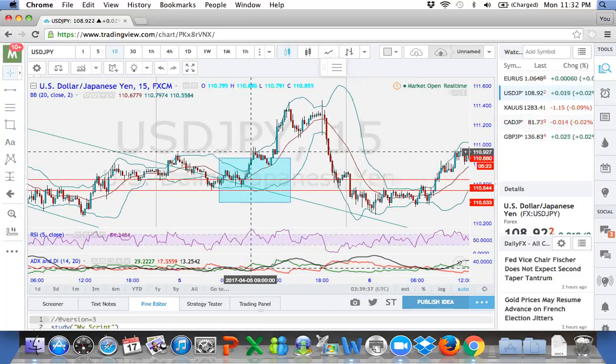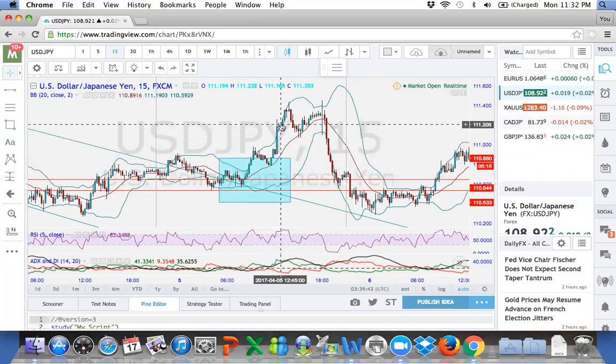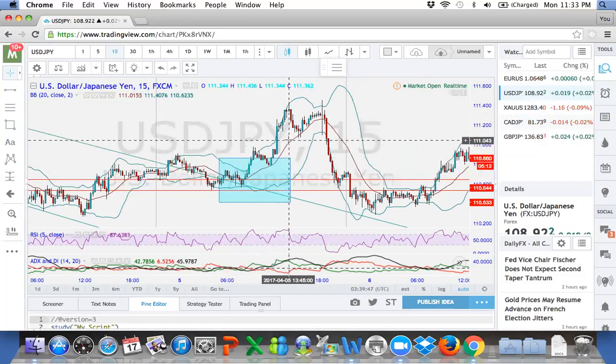My take profit would have been hit on the first one. My other one has a break-even stop loss. That means I'm riding it out. Once it's 40 pips in profit, I set a 10-pip stop loss. 50 pips, and so on and so forth, just moving your stop loss up as I go along.